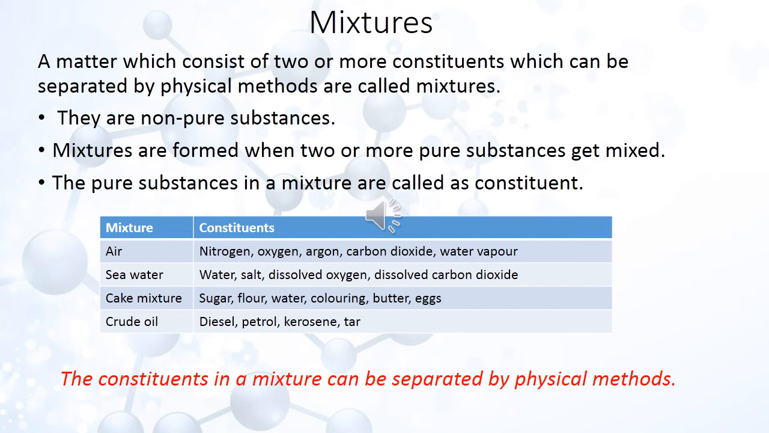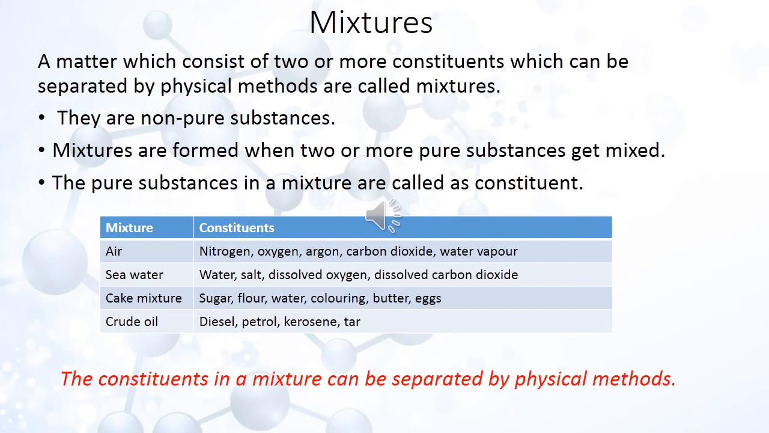Mixture: seawater. Constituents: water, salt, dissolved oxygen, dissolved carbon dioxide. You know, there is water in the sea and also salt is dissolved in it, and not only that, oxygen and carbon dioxide also dissolve in it. So seawater is a mixture, and the constituents in that mixture can be separated by physical methods.